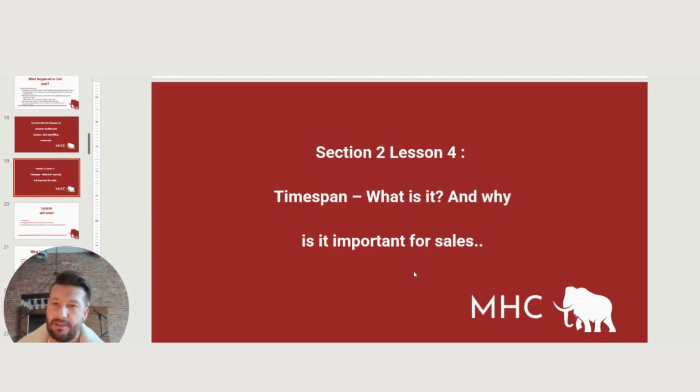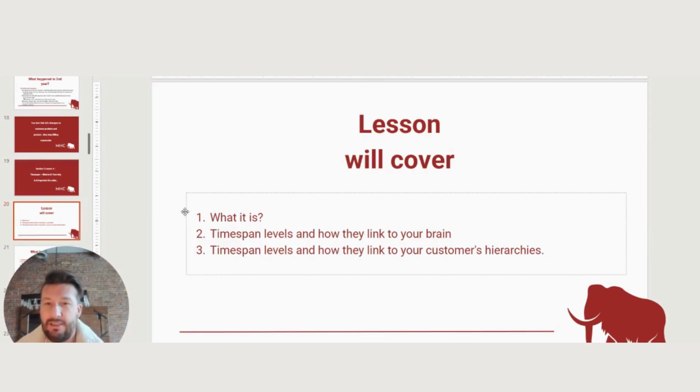Selling the wrong product that's not suited to your time span can really mess up your ability to get repeatable sales and to continue to get mammoths and kill them. So, what will this lesson cover? We'll cover time span, what it is, time span levels and how they link to your brain, and time span levels and how they link to your customer hierarchies. By the end of this, you'll be able to understand time span, have a basic understanding of how to use it within the sales process, and how it links to organization development and organization theory.